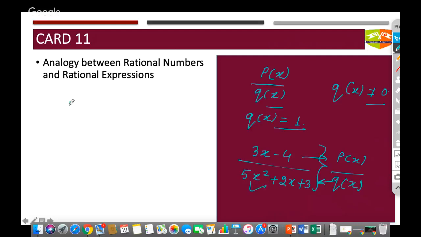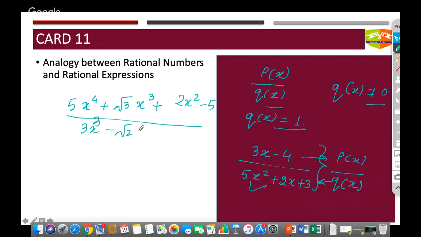Let me take another example for you. If I take this example, 5x to the power 4 plus root 3 x cube plus 2x square minus 5, divided by 3x cube minus root 2 x square minus 9. If somebody asks me whether this is a rational expression or not, px is a biquadratic expression and qx is a cubic expression. So px by qx is a rational expression.